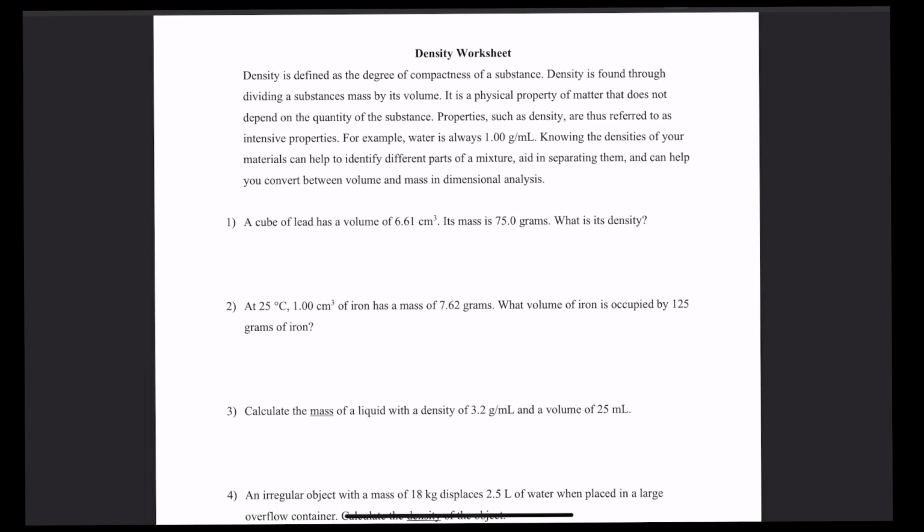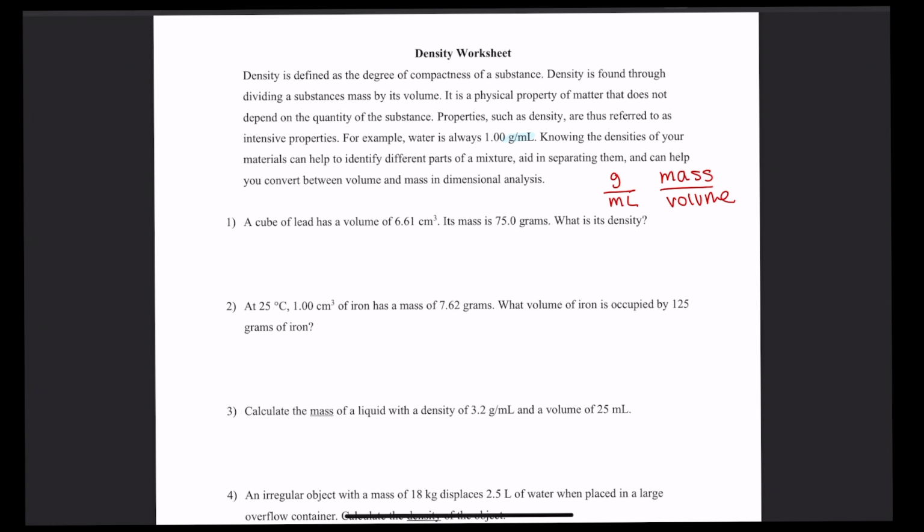This video is going to focus on the density worksheet. And density, in summary, is defined as the degree of compactness of a substance. I'm pretty sure you guys can read this by yourself, but a key thing is the unit. The unit is usually grams over milliliter. So basically mass over volume.